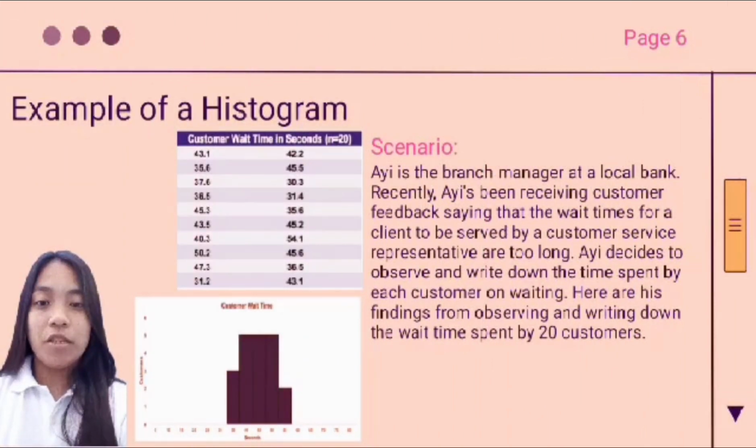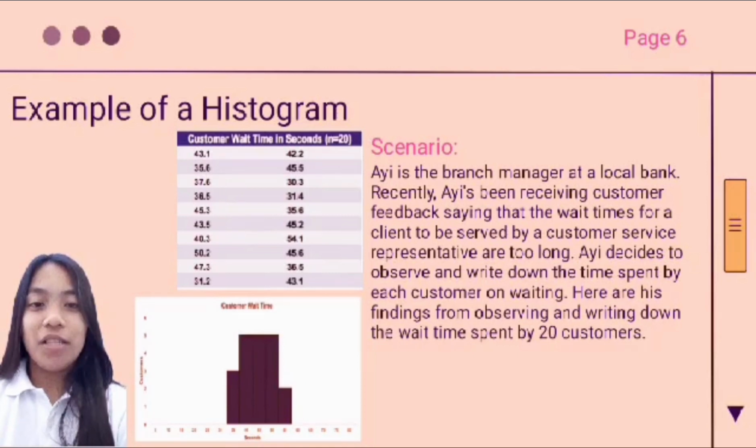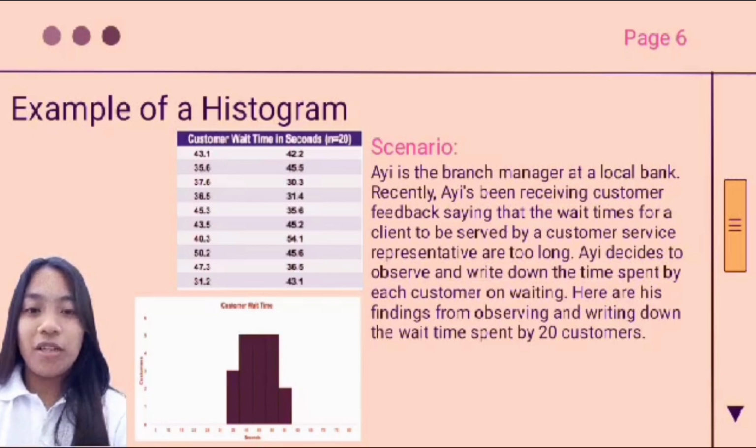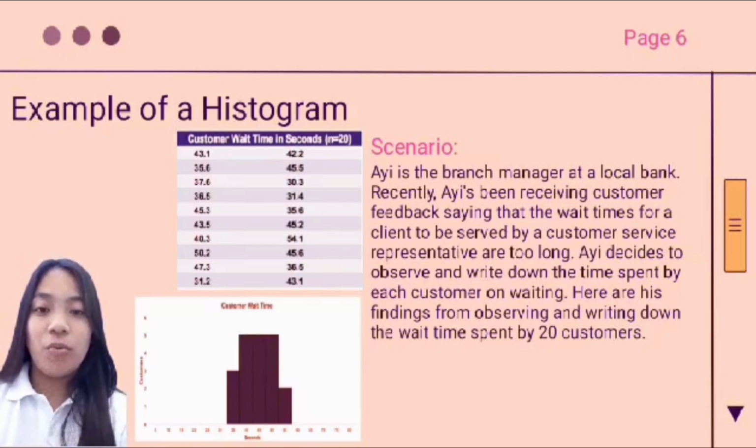Next is an example of a histogram. So here is the scenario. Ai is the branch manager at a local bank. Recently, Ai has been receiving customer feedback saying that the wait time for a client to be served by a customer service representative is too long. Ai decided to observe and write down the time spent by each customer on waiting. Here are his findings from observing and writing down the wait time spent by 20 customers.